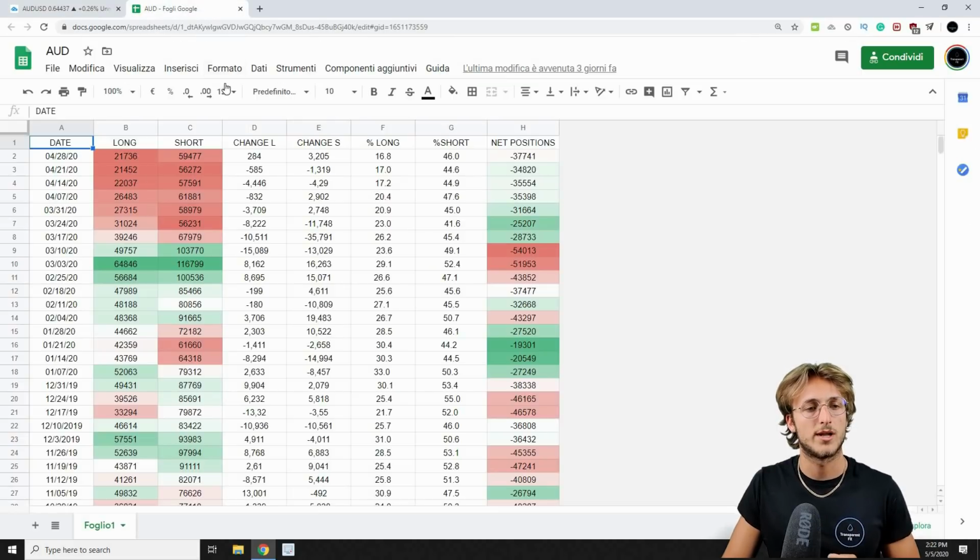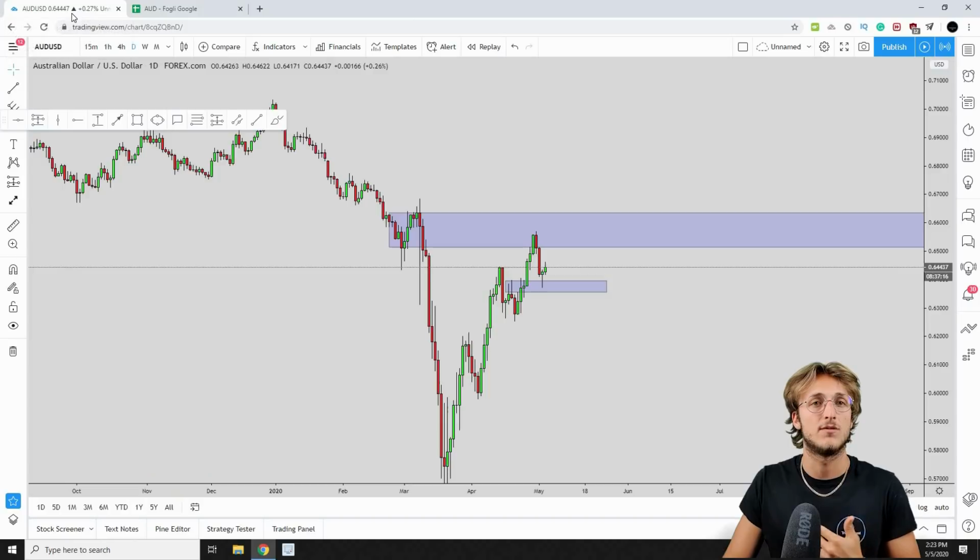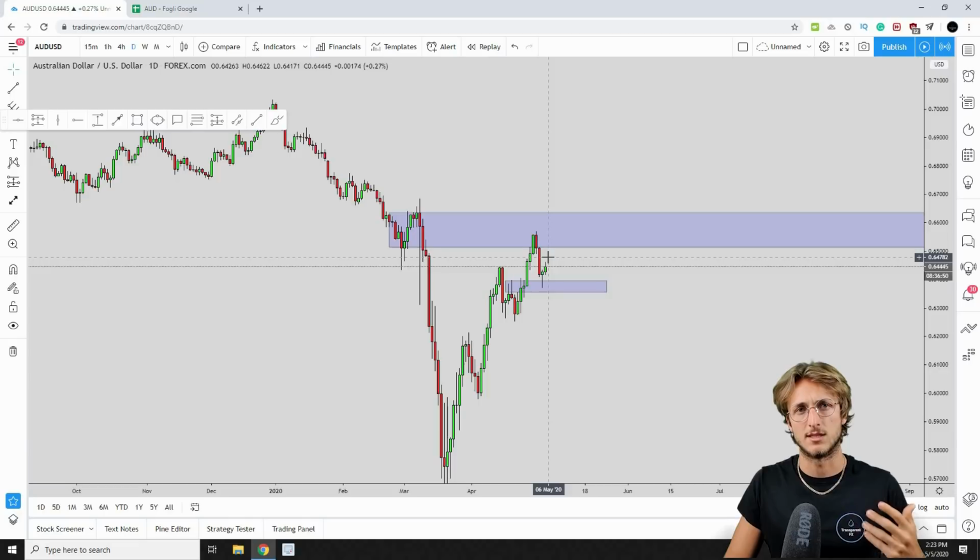And also, what did we have from a COT perspective? We knew that the market makers, so hedge funds, were not interested in the move to the upside because they were closing their long positions during the move to the upside, therefore giving us more confirmation for this move to the downside that we wanted to see happening on AUDUSD. You can go and check the analysis. I will put it in the description.